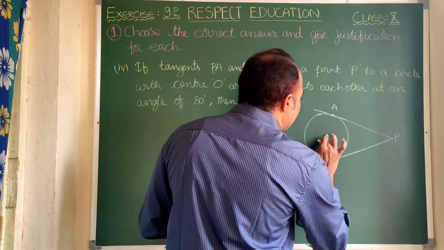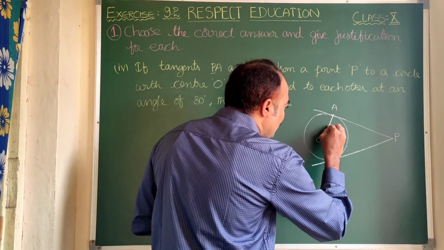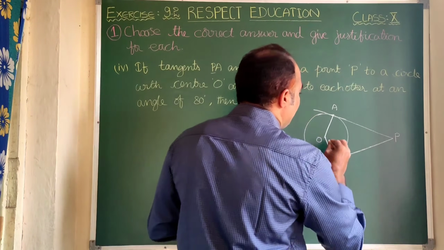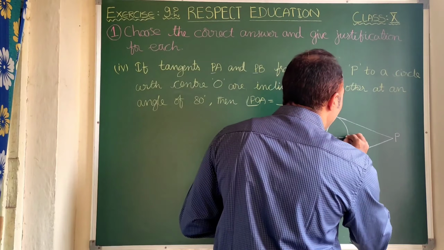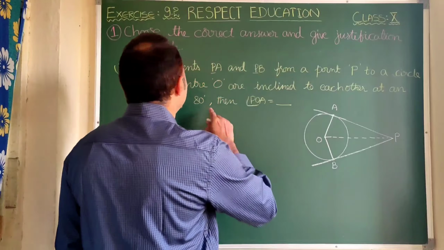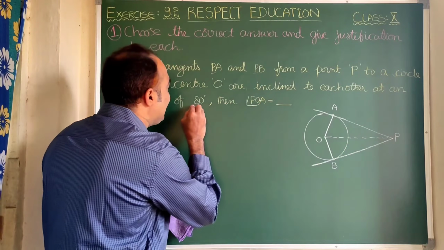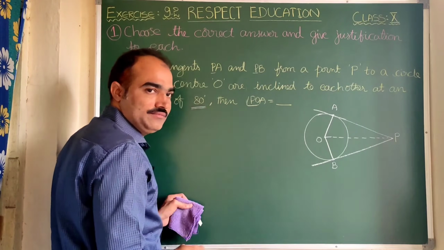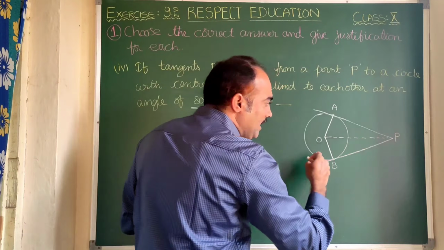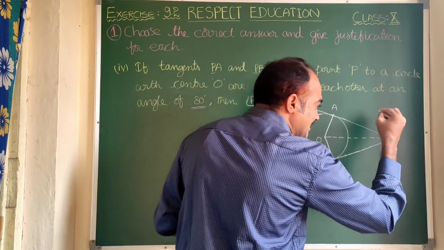Now this is a circle whose center is O. Now join OA and also OB. Next you join OP also. Now the question is that both the tangents are inclined to each other at 80 degrees. Where to write this 80? Both the tangents, meaning tangent PA and PB, are inclined here. So this is 80 degrees.